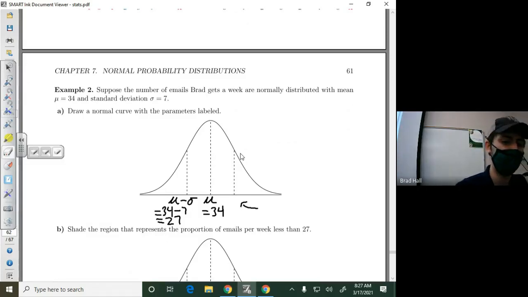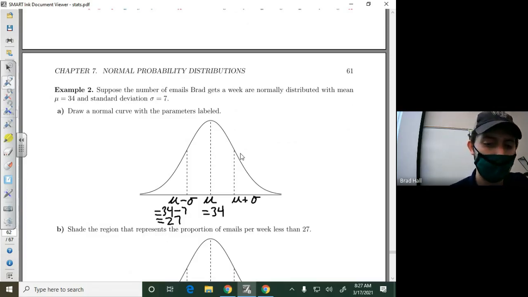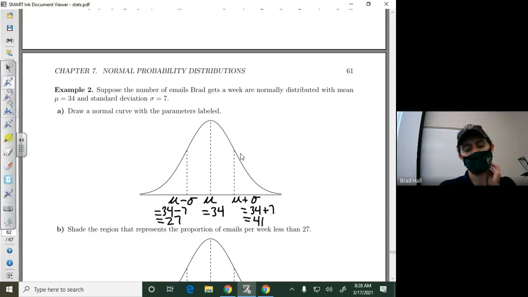And then very simply, the only difference on the other side, in general, it's mu plus sigma, or the mean plus the standard deviation. So that's 34 plus 7, 41. So that would be the construction of the normal curve with the parameters. So that's how the mean and the standard deviation help us construct the normal curve. It's as simple as that.